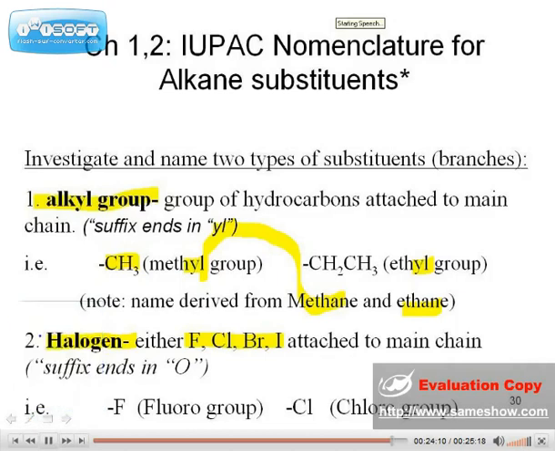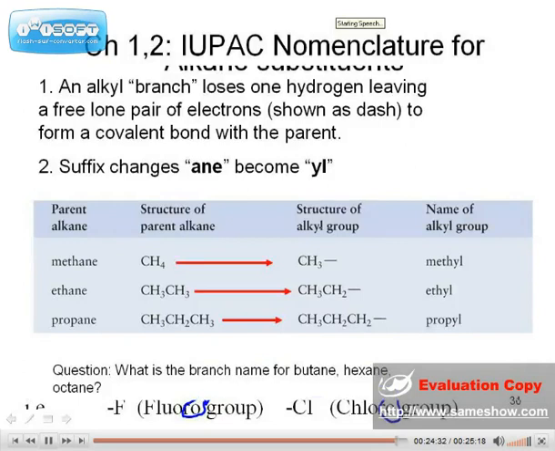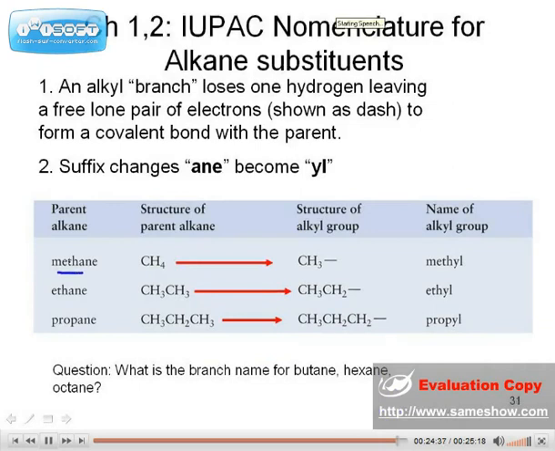Halogens, when you're adding them as branches, you need to change the name to end in o. So if fluorine is a branch, it's not fluorine, it's fluoro. If it's iodine, it's iodo. Bromine, bromo, and chlorine is going to be chloro. So this summarizes what I just mentioned. Methane, if it's going to be a branch, then it's going to add the yl: methyl.